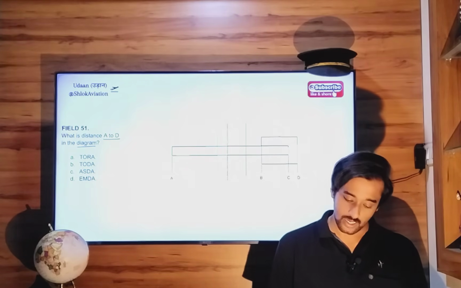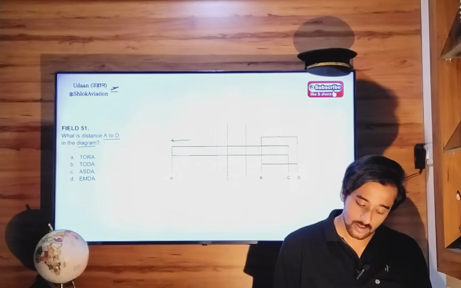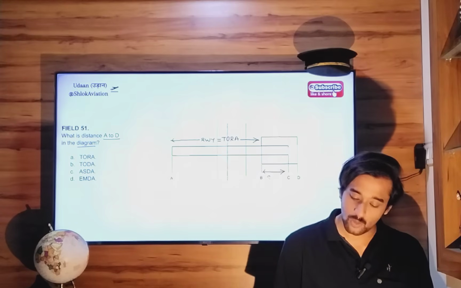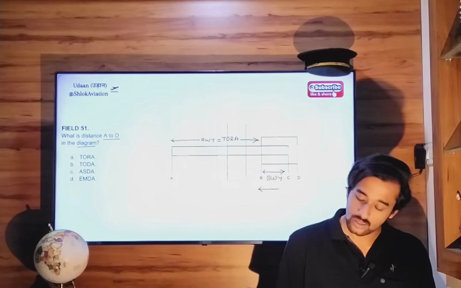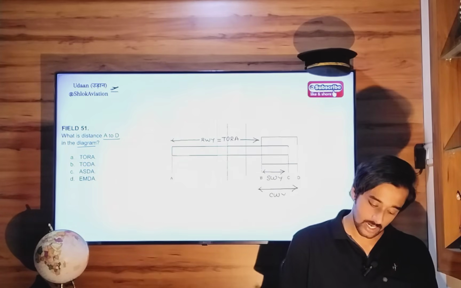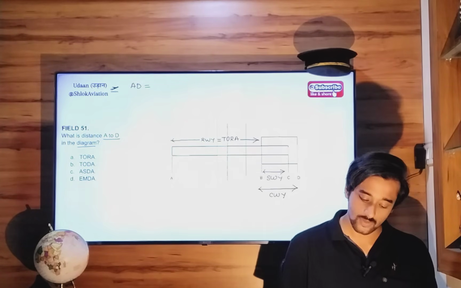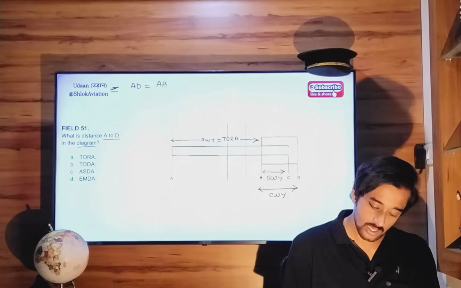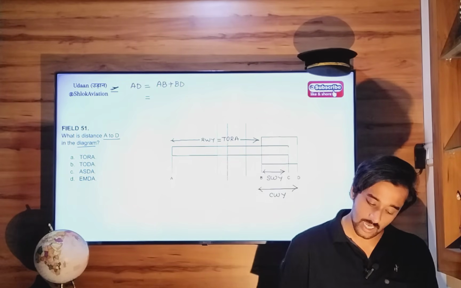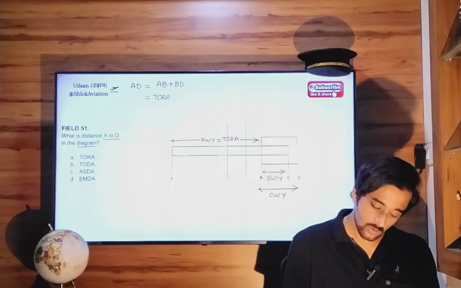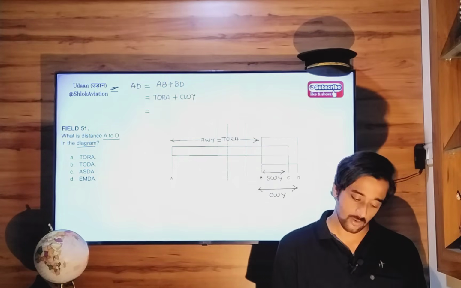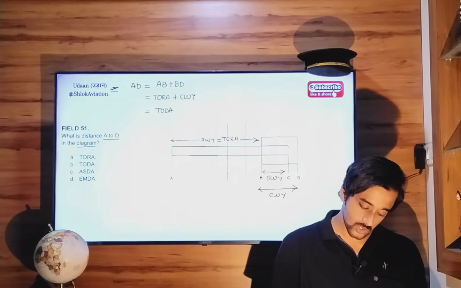Okay, so A to D. Now AB is your runway or takeoff run available, right? BC is your stopway and BD is your clearway, right? So we have been asked to find out AD. So AD is nothing but AB plus BD. So what is AB? It is takeoff run available. What is BD? It is clearway. So takeoff run available plus clearway equals takeoff distance available. So option Bravo.